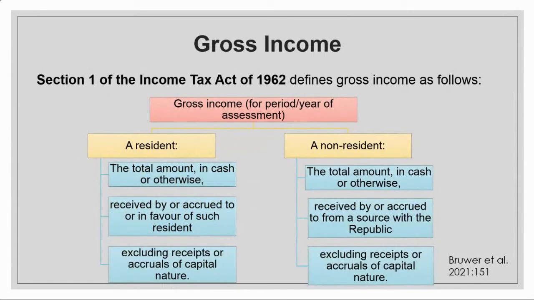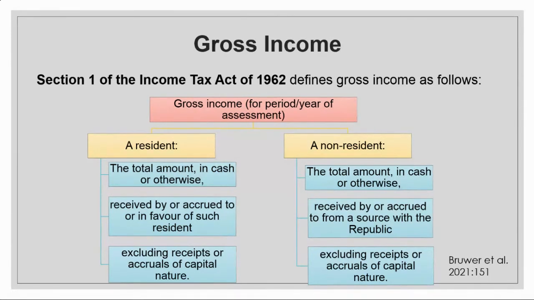Now let's quickly recap the gross income definition. The first thing you need to look at is whether it's a resident or non-resident, because the source that you will be taxed on will differ. For residents, we said it's based on worldwide income, whereas non-residents are only taxed on a South African source, so amounts that were received by or accrued to. When you do the discussions, the first step is generally to identify if it's a resident or non-resident.